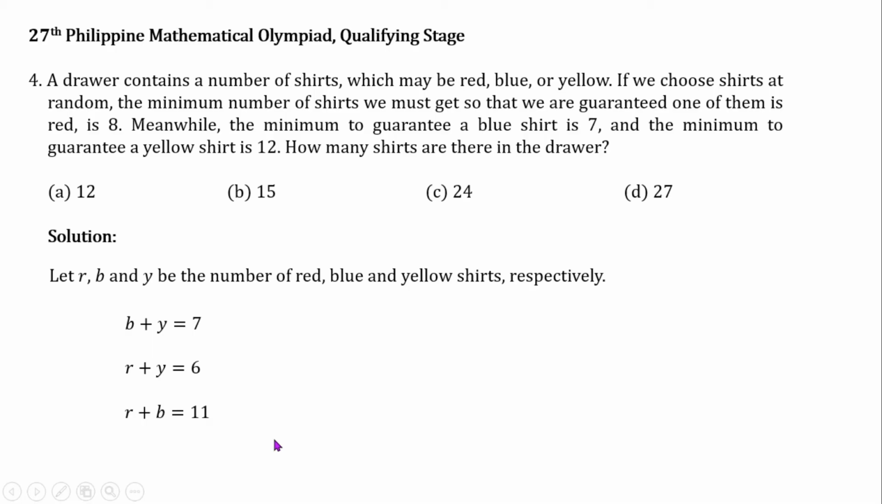If we add these 3 equations, we must get twice R plus twice B plus twice Y equals 24. Dividing both sides by 2, we get the sum of R, B, and Y, which is equal to 12. And this is exactly the total number of the shirts. So the answer is letter A.